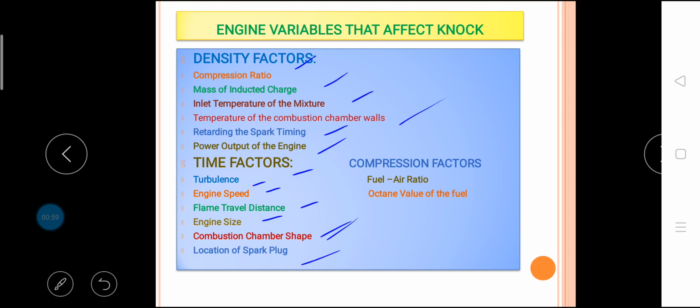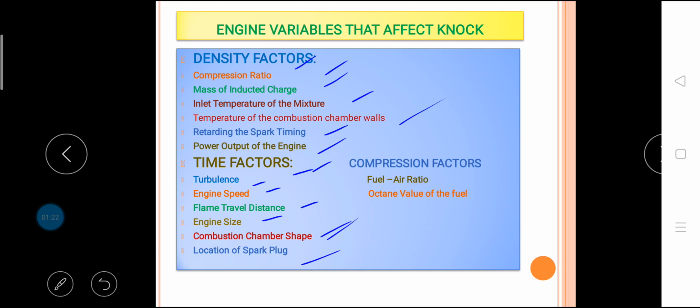Location of spark plug. In order to have a minimum flame travel, the spark plug is centrally located in the combustion chamber, resulting in minimum knocking tendency. The flame travel can also be reduced by using two or more spark plugs in case of large engines. These are the density factors and time factors.